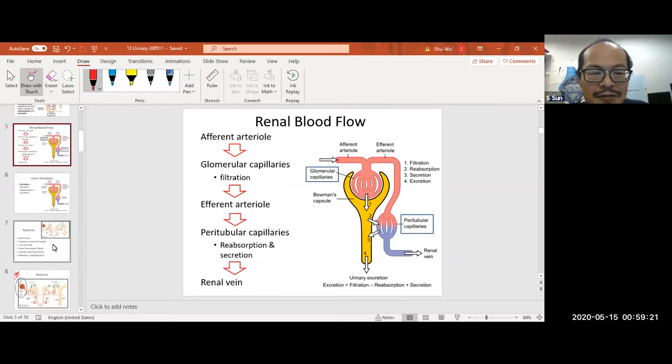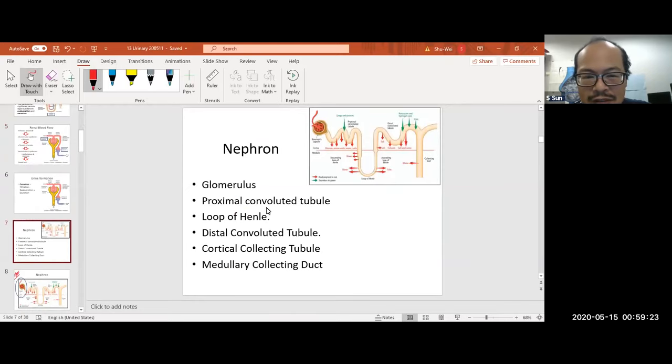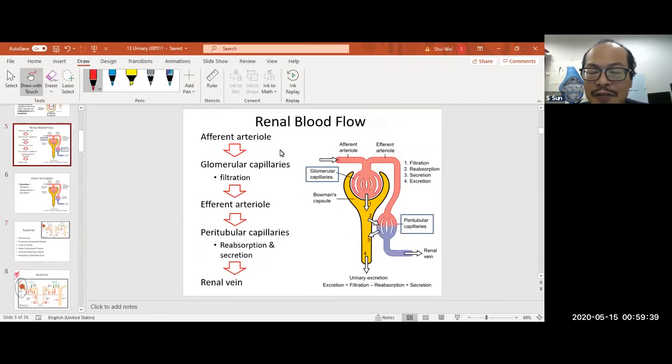In terms of the structure of the tubule, you need to know the glomerulus, proximal tubule, loop of Henle, distal tubule, collecting tubule, and collecting ducts. That's the structure. Functionally, in the blood vessels, the function occurs in two capillary beds. In the glomerular capillary, the function is to conduct filtration. The peritubular capillary bed provides reabsorption and secretion.